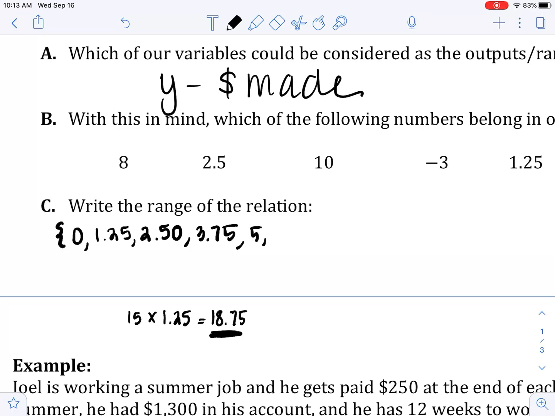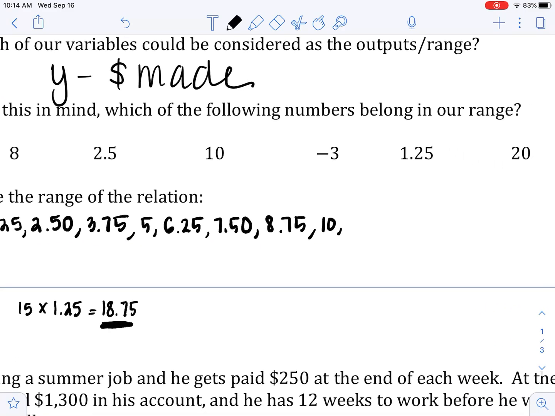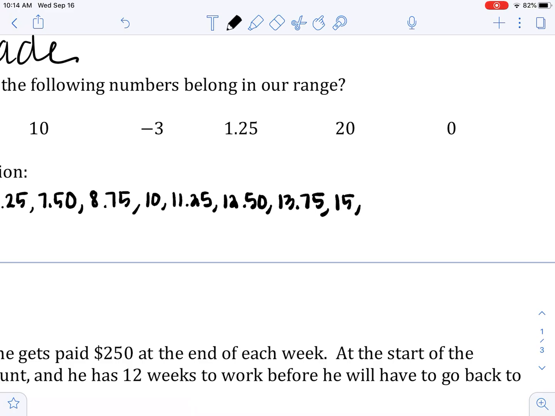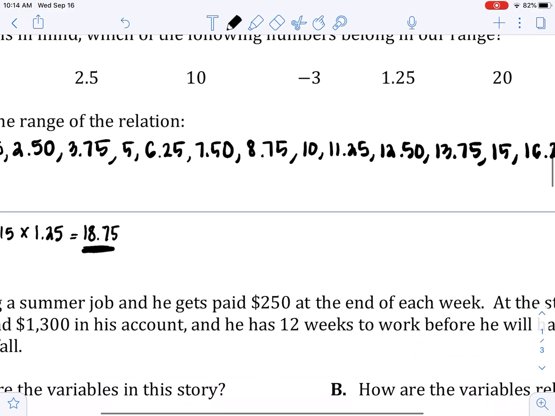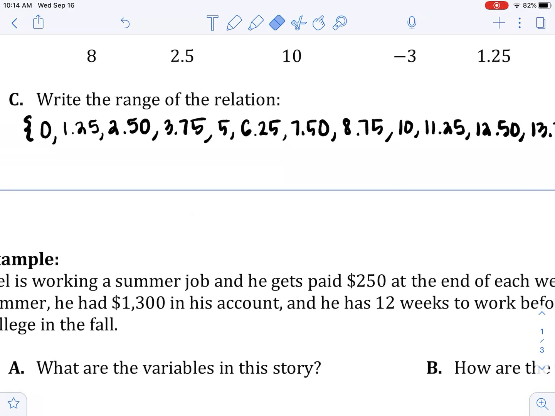All right, so $3.75 plus $1.25 is $5. Then $6.25, $7.50, $8.75, $10, $11.25, $12.50, $13.75, $15, $16.25, $17.50, $18.75. And notice I need to stop right there because I already figured out where I'm stopping. Okay, so now I don't need this here anymore.